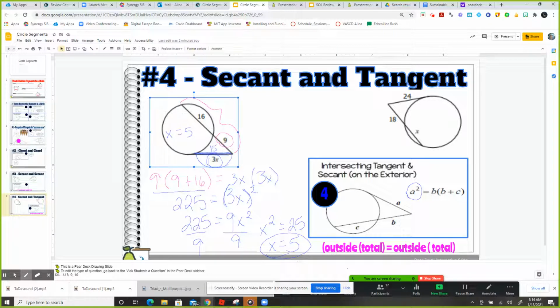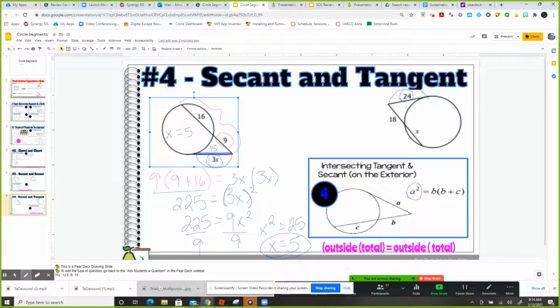That's one more layer on these kind of problems. So let's look over at the one on the right side. What would you multiply there? How do I set up my equation? If I want the outside times the total equals the outside times the total. That's the outside of the circle times the total.